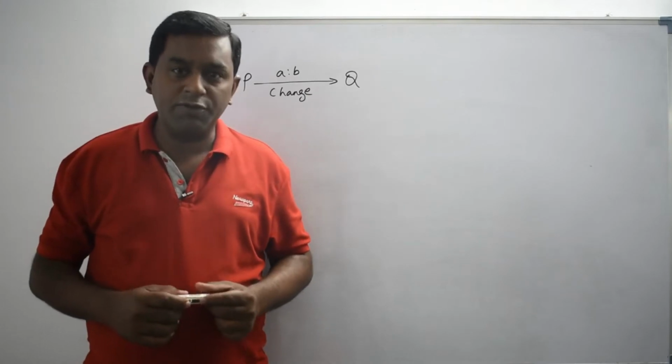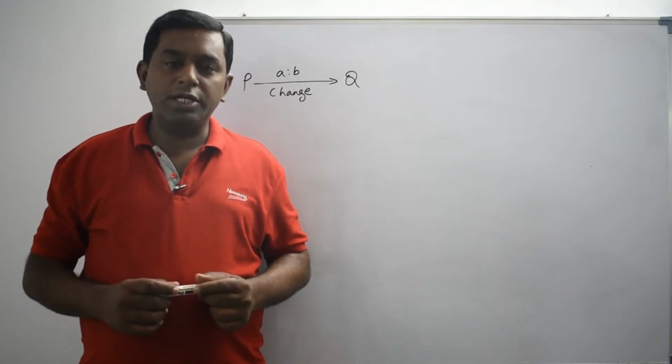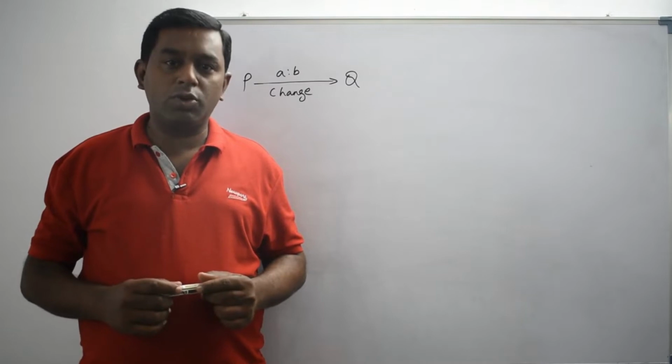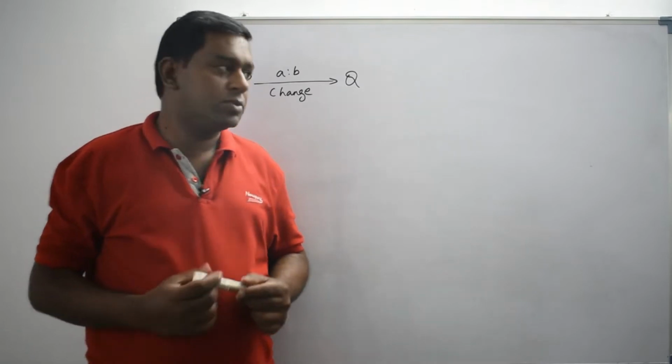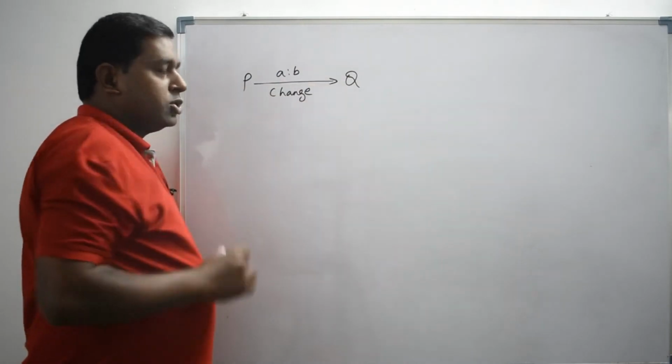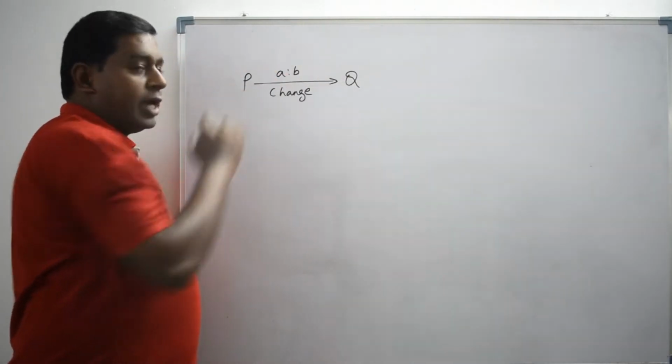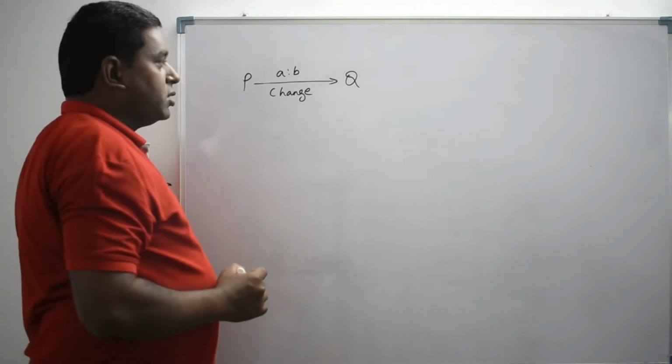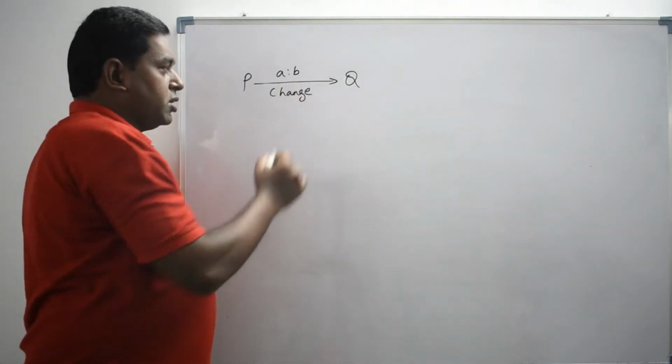Let's look at the next property of ratio. A quantity can be changed to another quantity in a particular ratio. Here the quantity P is going to be changed to the new quantity Q in the ratio A is to B. Here we may have a question.